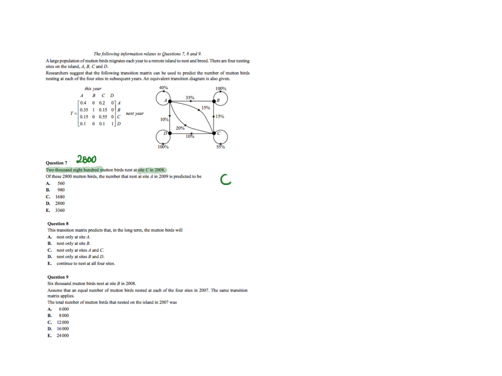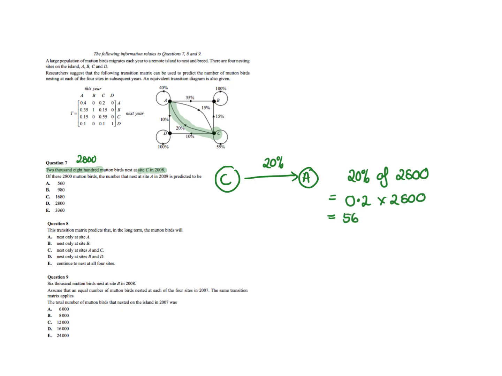So pretty much we want to go from C to A. We want to know what percentage goes from C to A. So we go to C and we follow the arrow to A, and it's 20%. So what we're saying is 20% of that 2,800 will go to A. So when we want a percentage, we change it to a decimal, times 2,800, and we get 560.